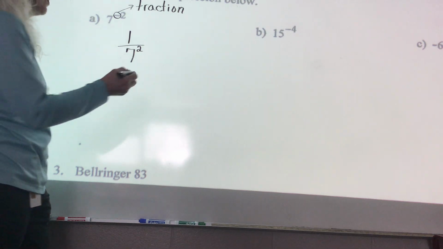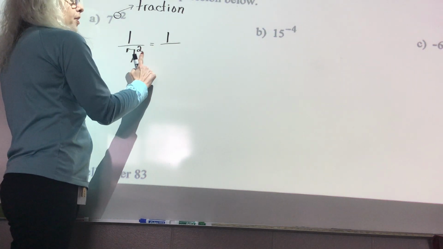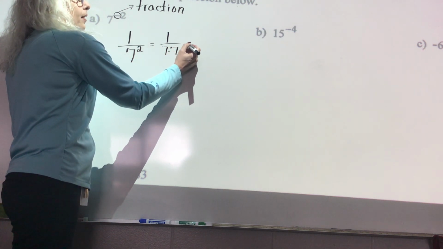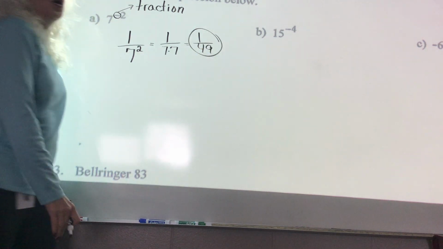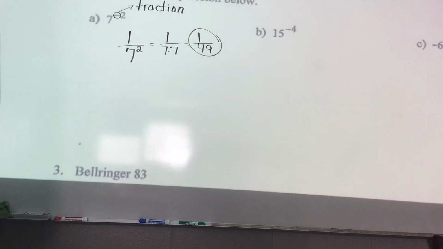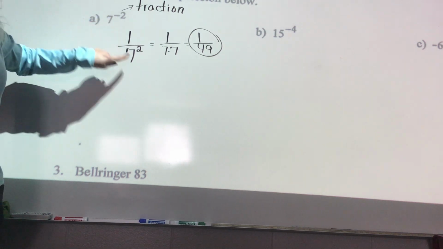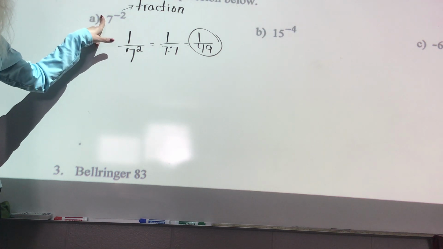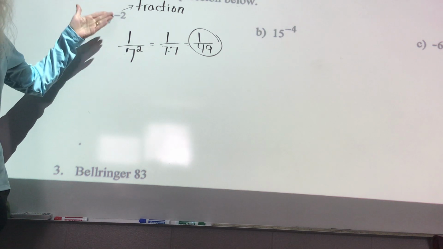To evaluate it, 1 is still going to be the numerator. This exponent only goes with the 7, so that means 7 times 7, and then you would just do your multiplication. On your Bellringer quiz, I expect you to know that all 3 of these expressions are equivalent to each other. They all mean the exact same thing. It's just written in a different form.